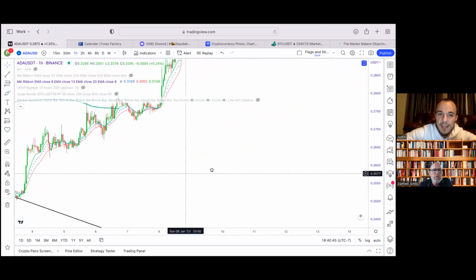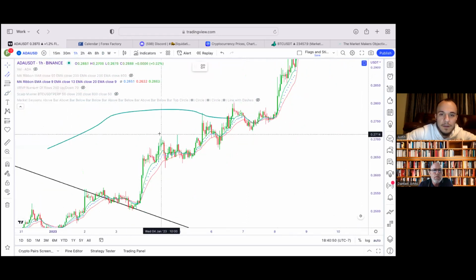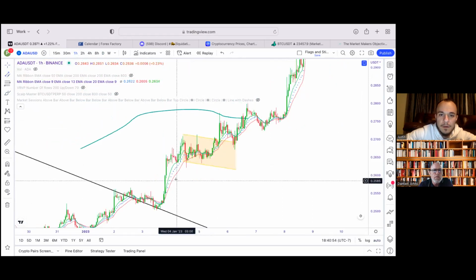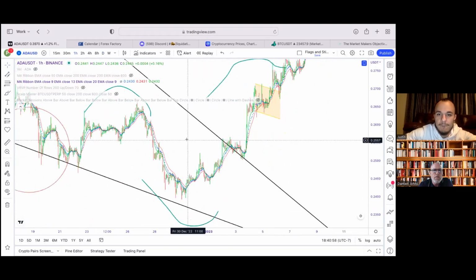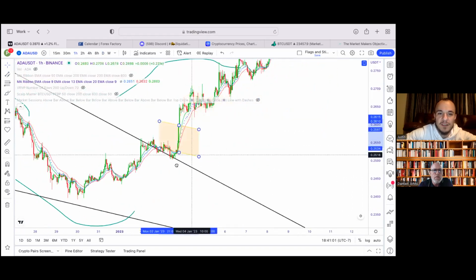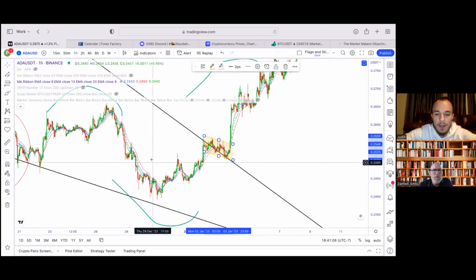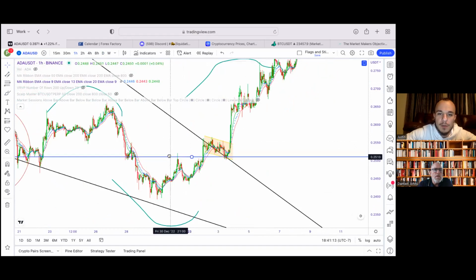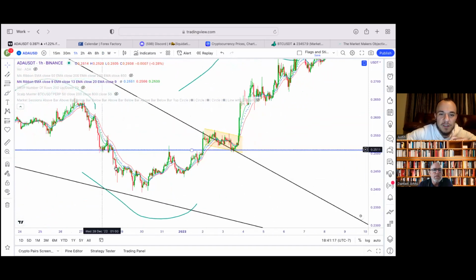On the 1 hour time frame, whenever we saw this breaking out, it created this flag. Excuse me, that was the wrong spot. It was right here. So when I noticed it was breaking out, I went on a smaller time frame and I found this. So it was a simple break and retest strategy.